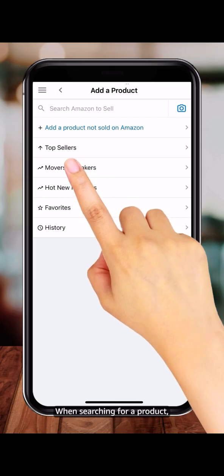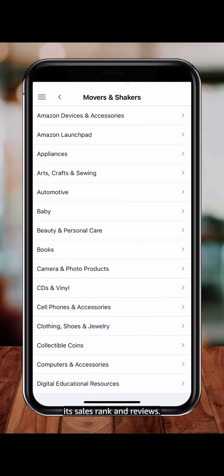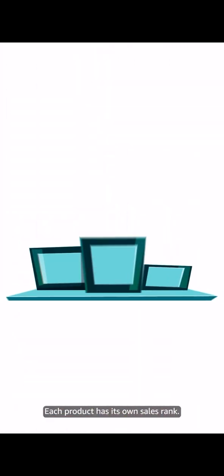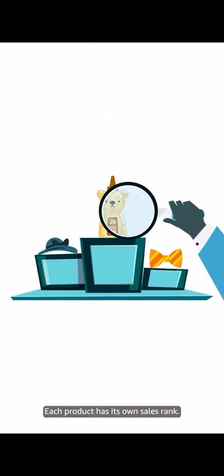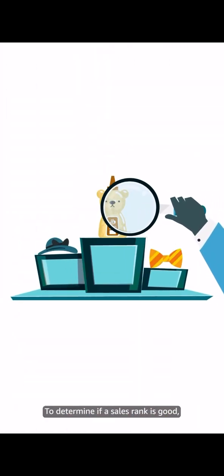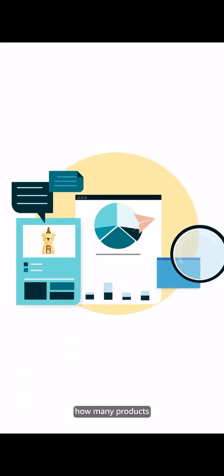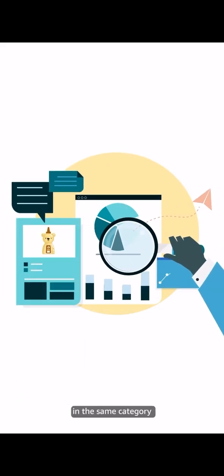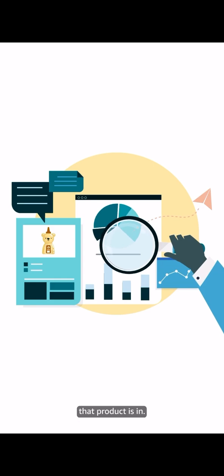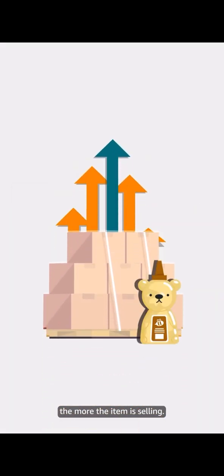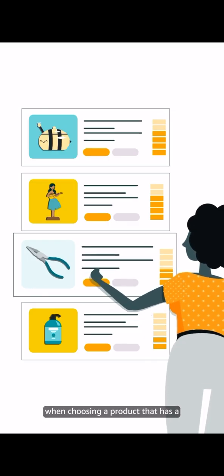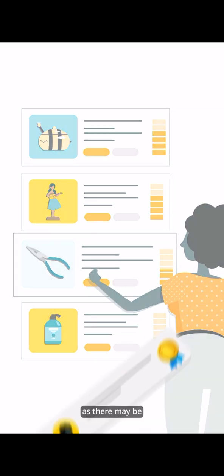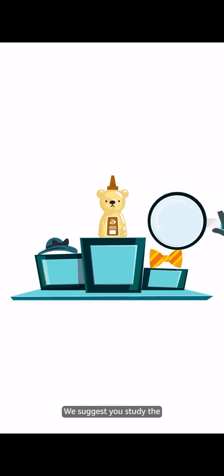When searching for a product, keep in mind its sales rank and reviews. Each product has its own sales rank. To determine if a sales rank is good, you'll have to research how many products are currently being sold in the same category that product is in. The higher the ranking, the more the item is selling. However, you want to be careful when choosing a product that has a low sales rank, as there may be a lot of competition. We suggest you study the ranks for the category you're interested in.